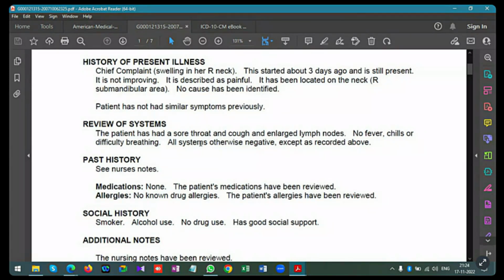So see here, the patient had sore throat, cough, and enlarged lymph nodes, and no fever, chills, or difficulty in breathing. All systems otherwise negative means they have assessed the entire body systems. So it states that they have reviewed all the systems.